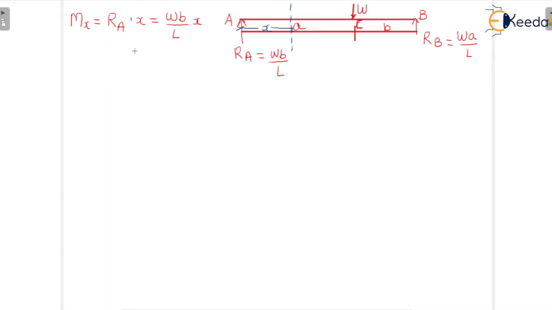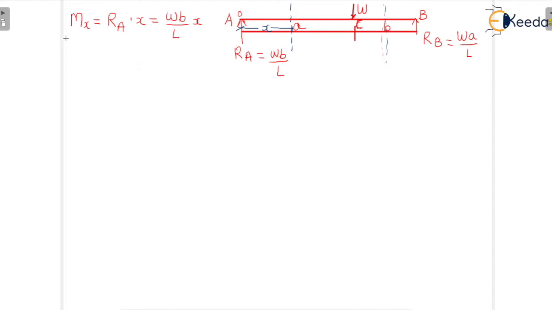Now this above equation holds good for the values when x varies from 0 to a. So this is true for this particular region. Now the bending moment at any section between C and B at a distance x from A: if we consider any section here, how are we going to write the equation?